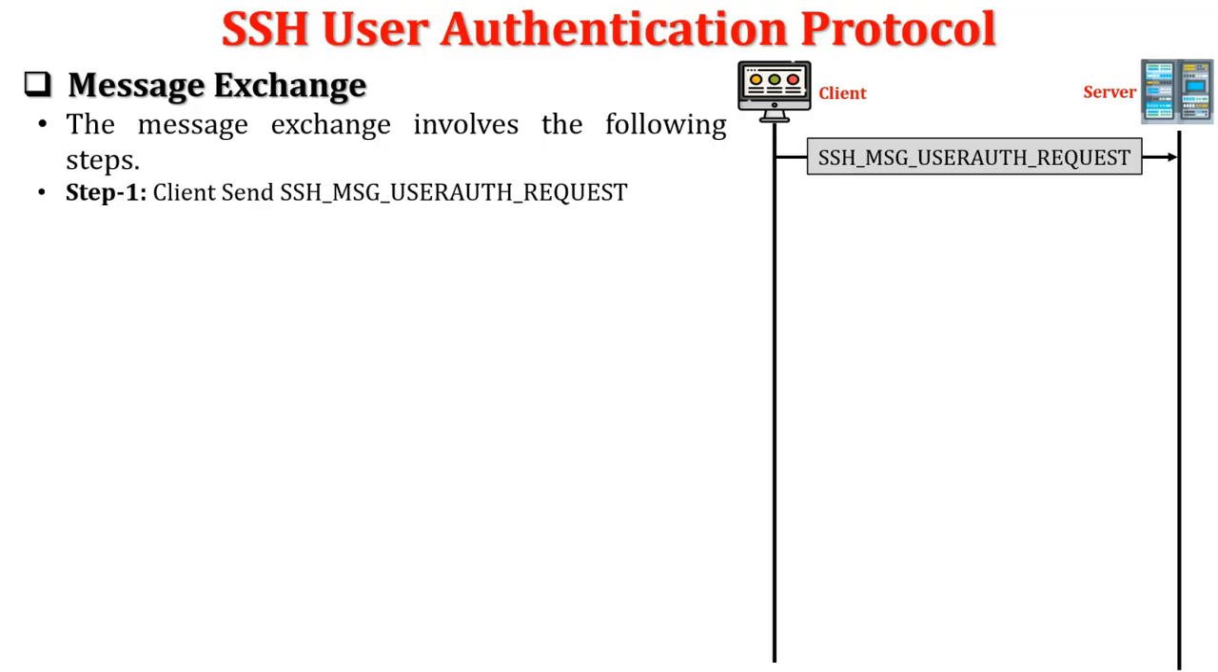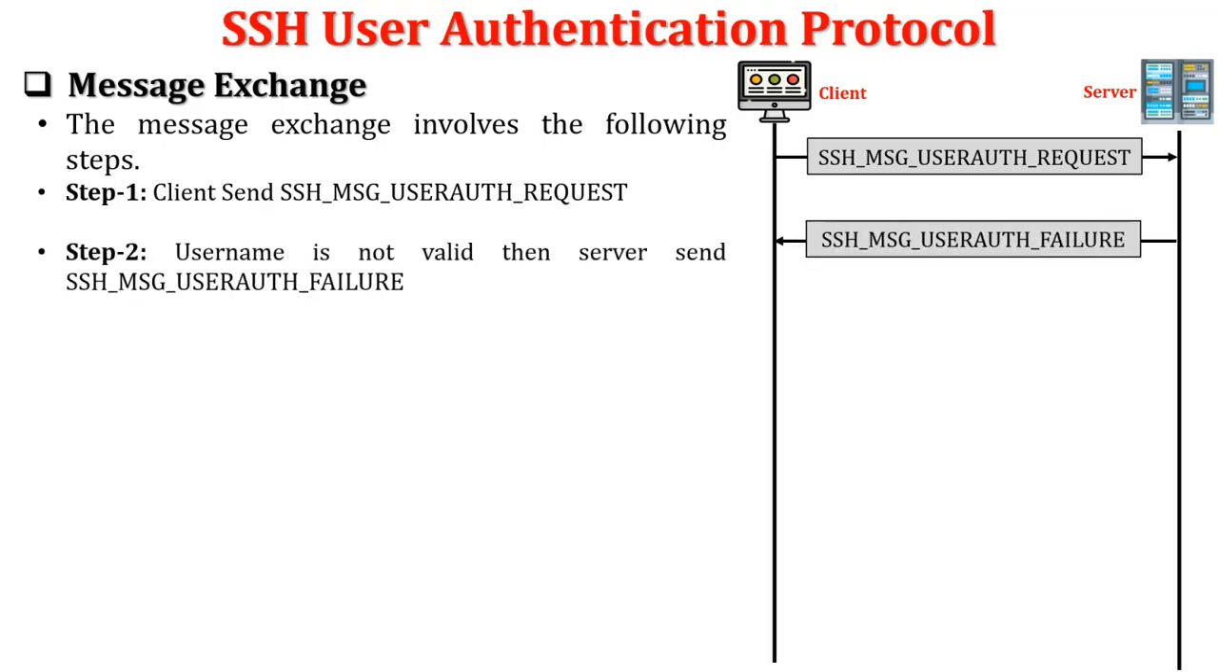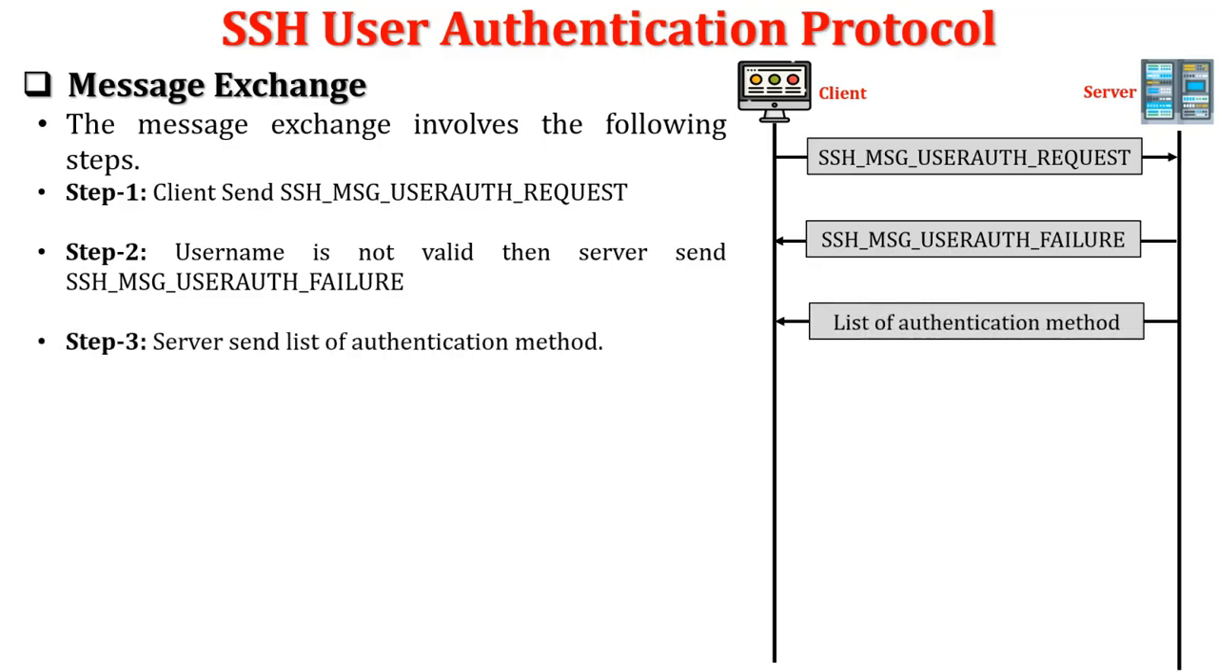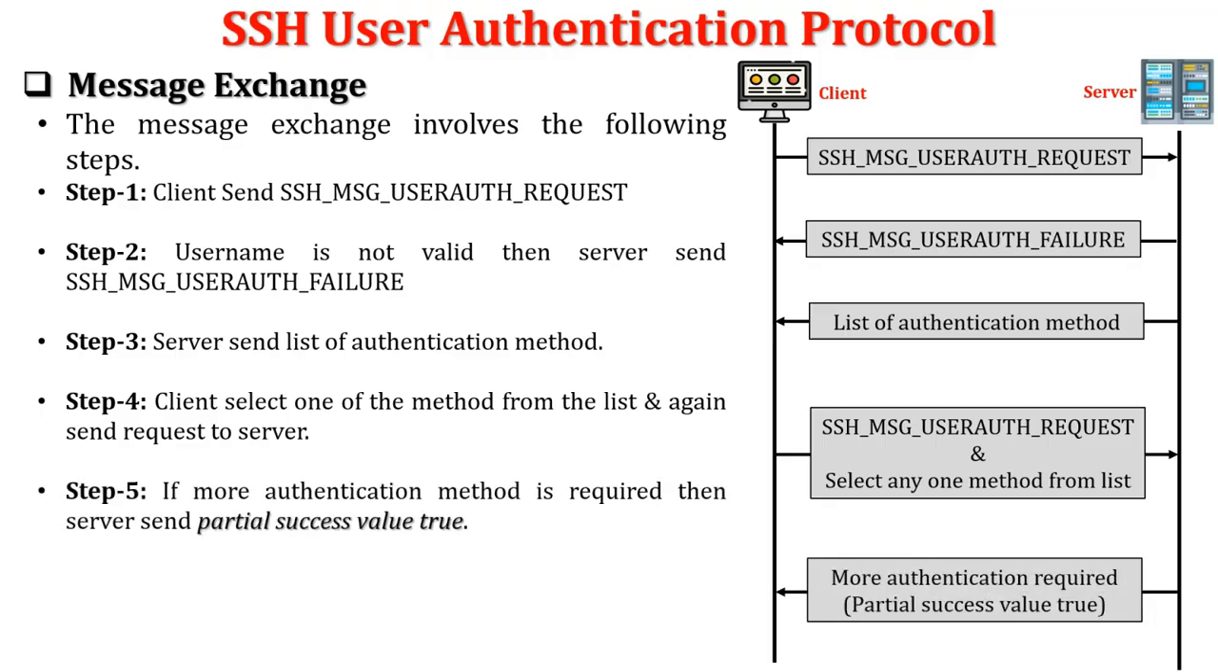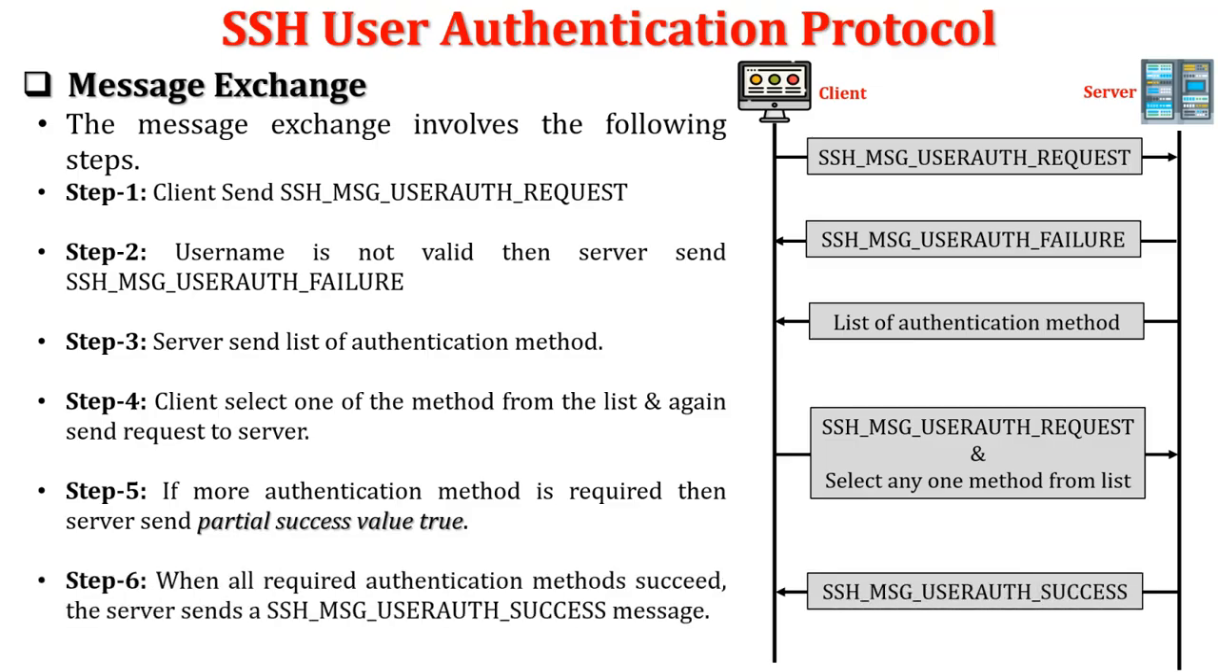If the username is invalid, the server sends an authentication failure message to the client. If user authentication fails, then the server sends a list of authentication methods to the client. After that, the client selects one of the methods from the list and again sends a request to the server. After that, the server checks the authentication request. If more authentication is required, then the server sends partial success value true to the client. When all required authentication methods succeed, then the server sends a user authentication success message to the client.